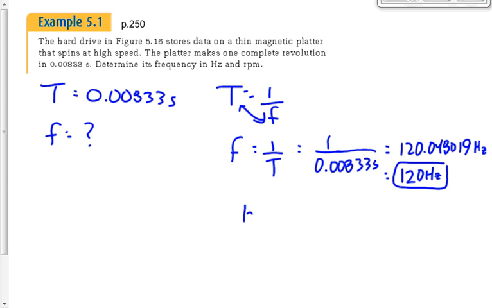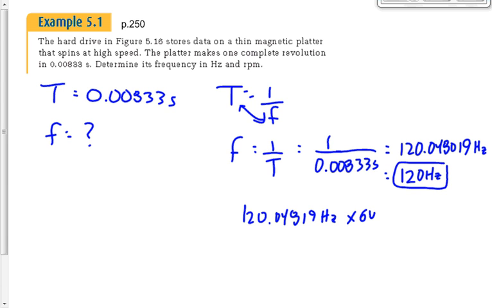120.04819 hertz divided by 60. That's going to give me about 2 revolutions per minute. Does that make sense? If it makes 120 revolutions in 1 second, is it going to make 2 revolutions in a minute? Oh, it's going to make more, isn't it? So it couldn't have been divided by 60. It must have been multiplied by 60. So I guessed wrong. Big deal. It's got to be the other one.